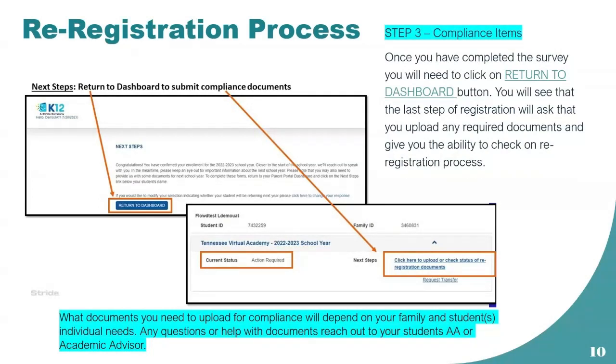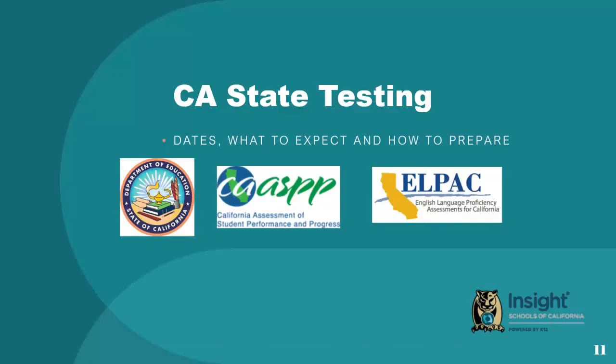Step 3 is the compliance items. Once you've completed the survey, you'll need to click on the Return to Dashboard button. You will see that the last step of registration will ask that you upload any required documents and give you the ability to check on the re-registration process. What documents you need to upload for compliance will depend on your family and students' individual needs. Any questions or help with documents, reach out to your student's academic advisor or AA.